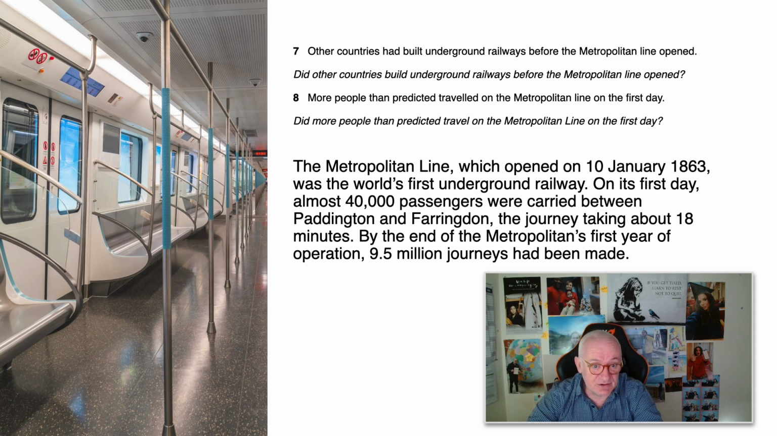The next sentence says that more people than predicted travelled on the Metropolitan line on the first day. So the question we're asking is, did more people than predicted travel on the Metropolitan line on the first day? If we have a look, we see it on the first day and we're seeing some numbers of passengers. And we can tell that 40,000 passengers were carried between London, Paddington and Farringdon. But it doesn't mention anything about how many people they predicted. We don't know if they did predict that many or if they didn't. And because of that, the answer would be not given.